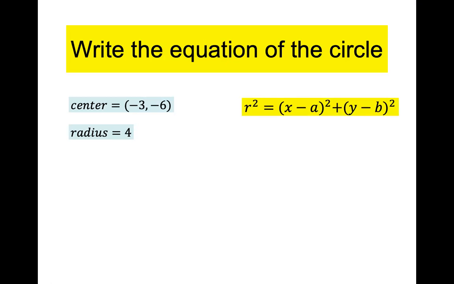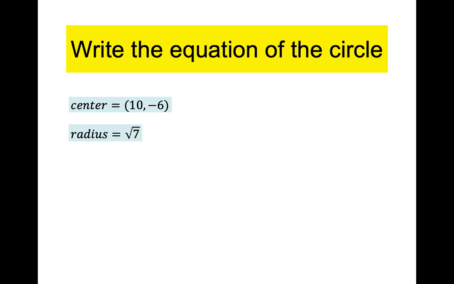Well, it says the center is at -3, 6, right? So that would give me what? +3 and a +6. Remember, it would be the opposite of those signs. And then we simply square the radius. Well, 4 squared is 16, and you're done. Is it really that easy? Yes, it's really that easy. It is really that easy.